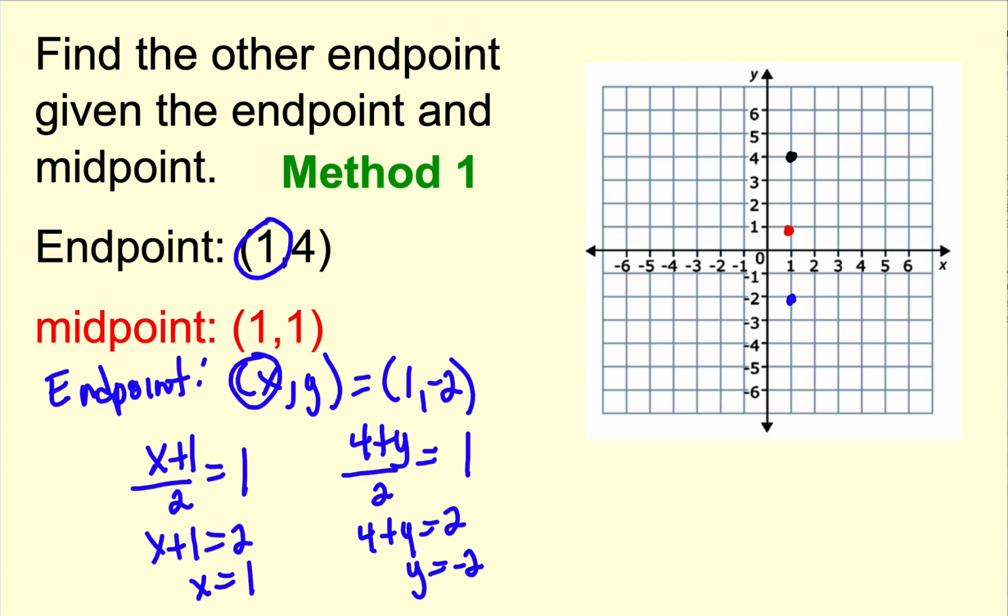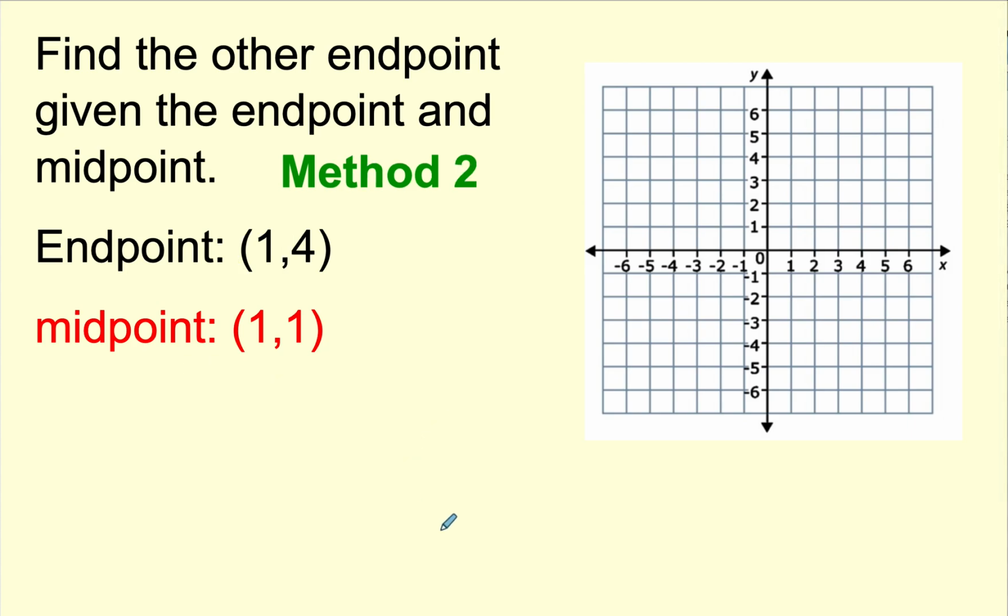All right, let's take a look at the same problem and do it another method. So let's again graph 1, 4, and let's go ahead and graph 1, 1. And we know the endpoint is on the other side. Now I'm going to count 1, 2, 3. And so I'm going to count 1, 2, 3, and this is where the other point should lie. And that other endpoint, and I'm going to read it, is 1 comma -2. And that's the answer I had the last time.